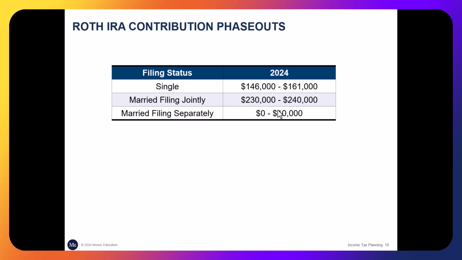So if you are single, the phase out is 146 to 161. If you're married filing joint, 230 to 240. If you're married filing separate, the phase out is 10,000.